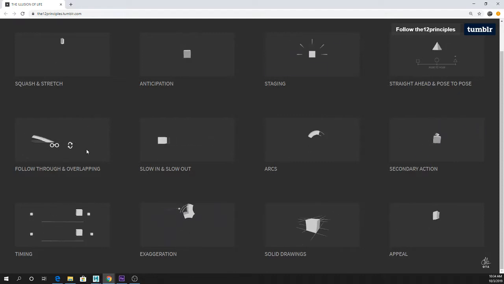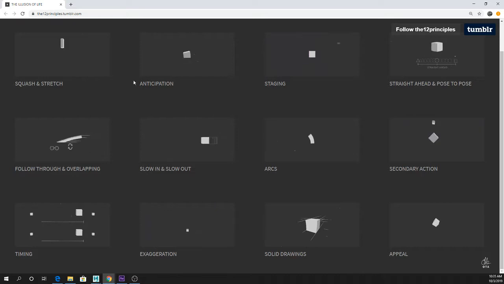Is there anything in your scene that would keep moving after something, in this case the bottom of the little cube, has stopped moving? It's similar to hair. If you're running or turning, if you whip your head really fast, your hair is going to keep going after your head stops moving. So that's follow through and overlapping.